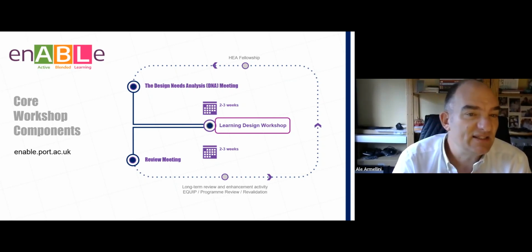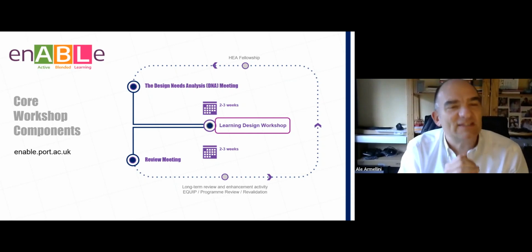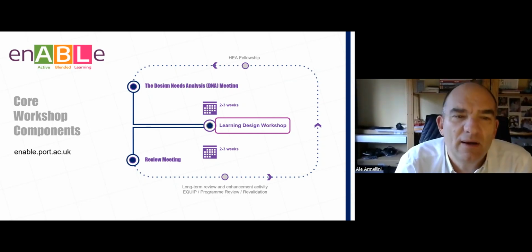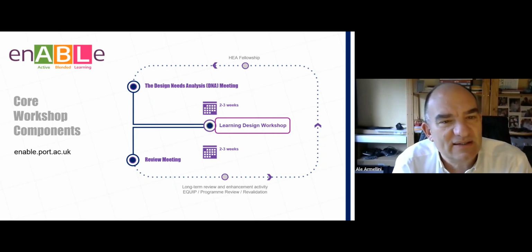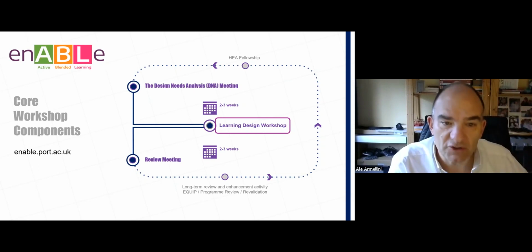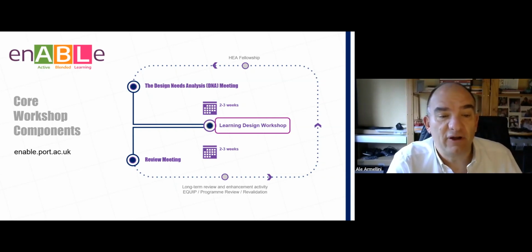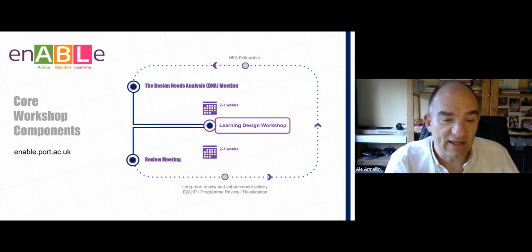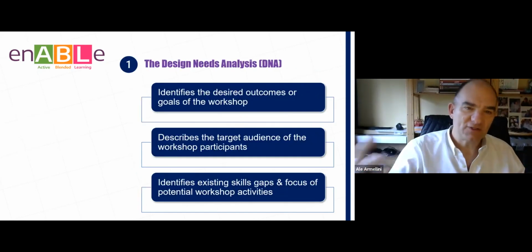The design needs analysis, the DNA meeting, is a key part. That's a central part that determines probably a great part of the success of the rest of the process. The design needs analysis, we will describe it a little later in detail, but it is there at the start of the process, followed by the main workshop, which can take half a day or can take a day, and then followed by the review meeting, which is where we look at the action plan and when we consider the next steps.